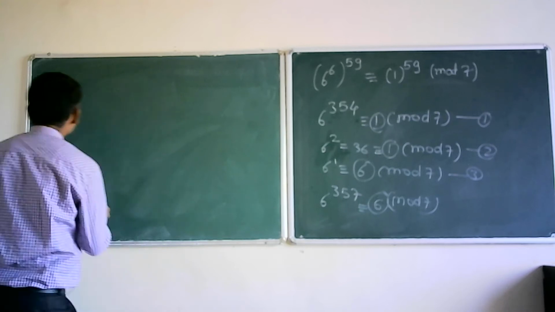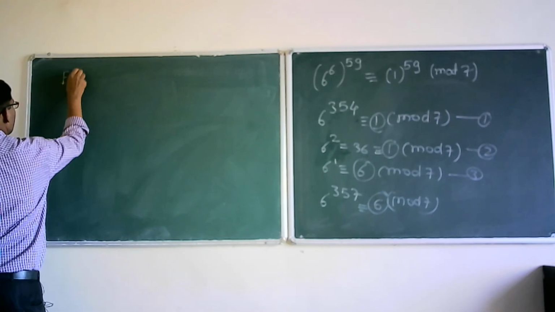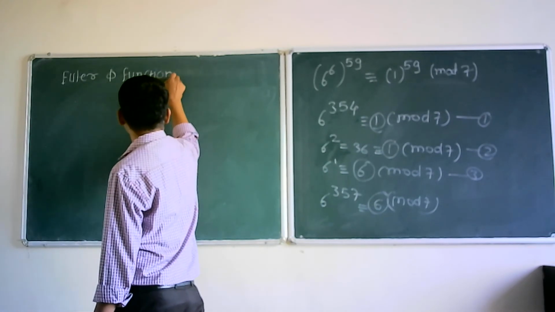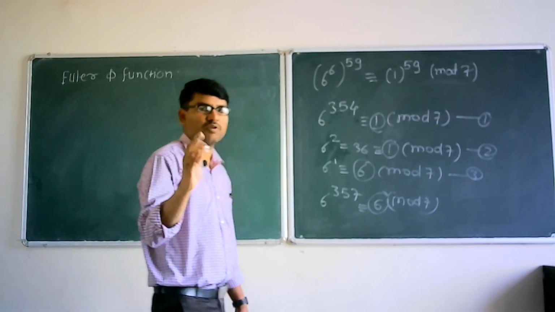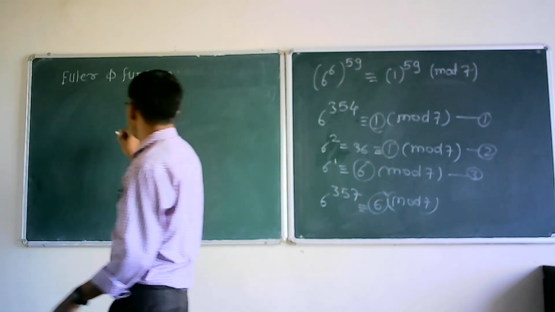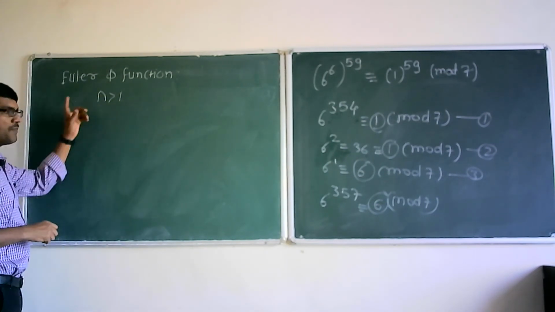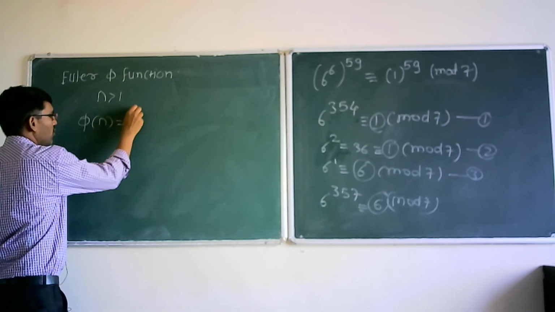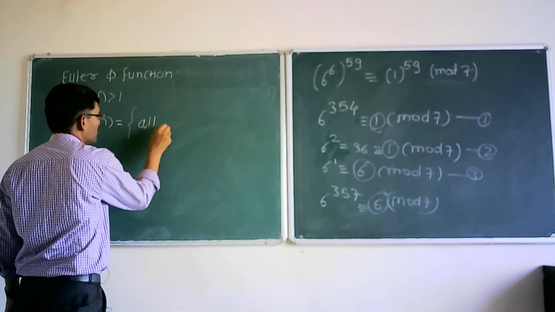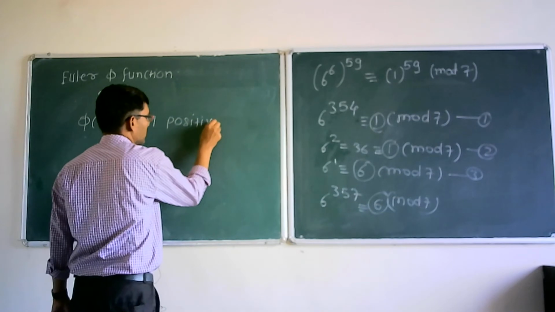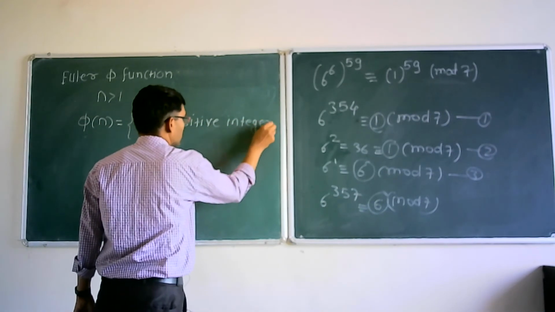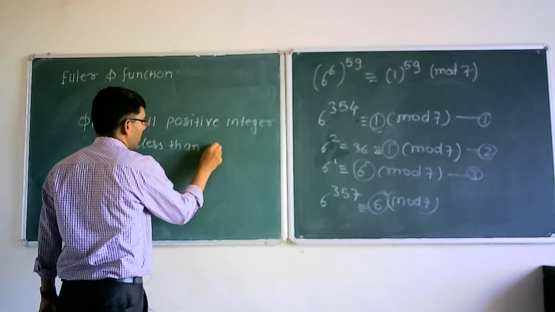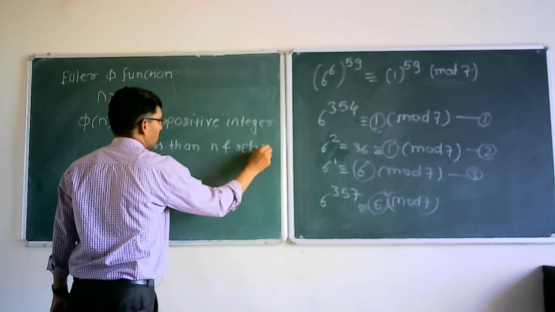Euler phi function. Suppose n is any given positive integer greater than 1. Then the Euler phi function of n is denoted by the symbol phi n, and it is the number of positive integers which are less than n and relatively prime to n.